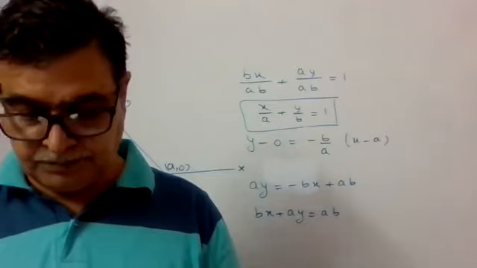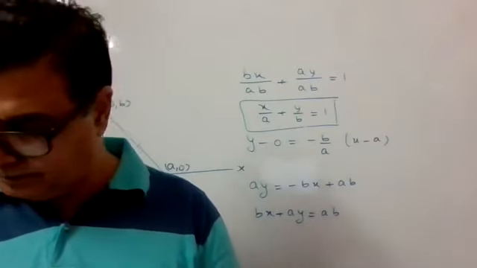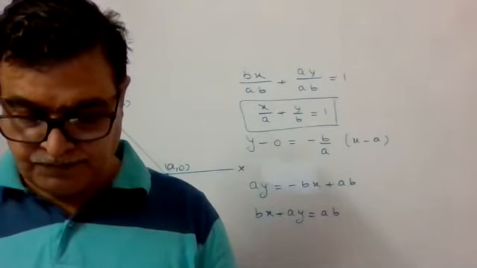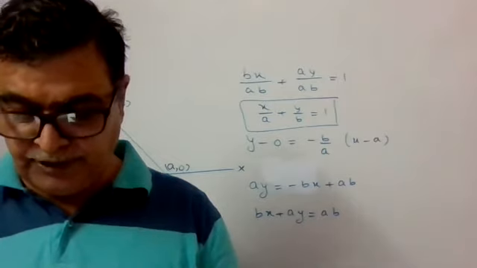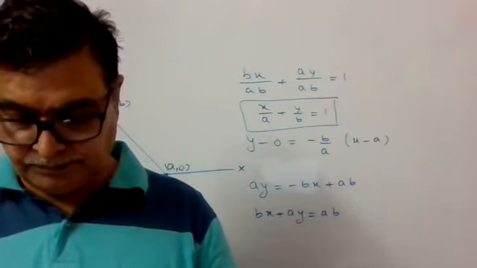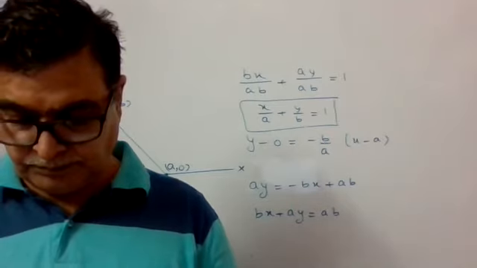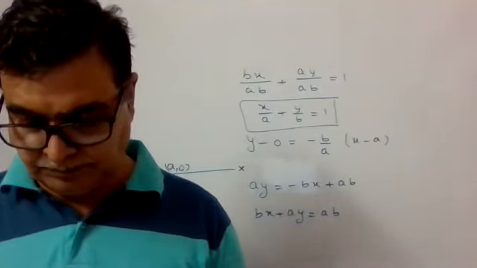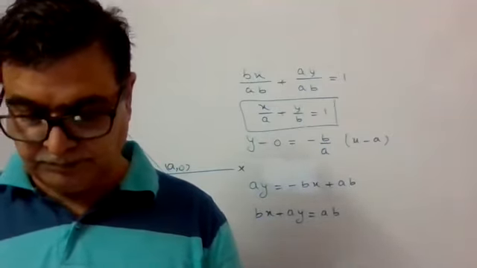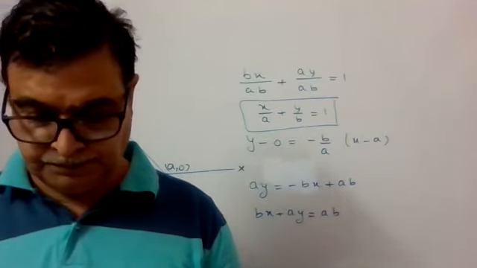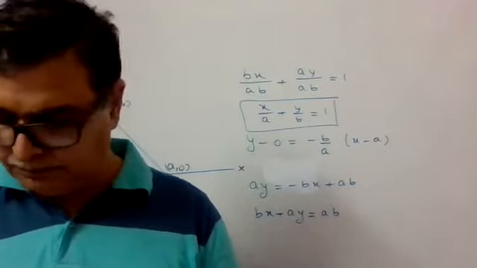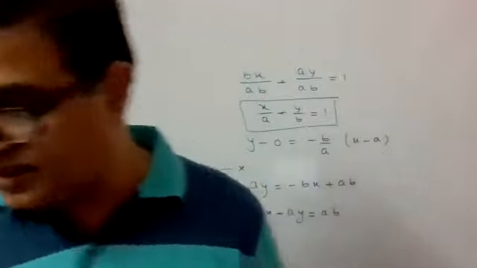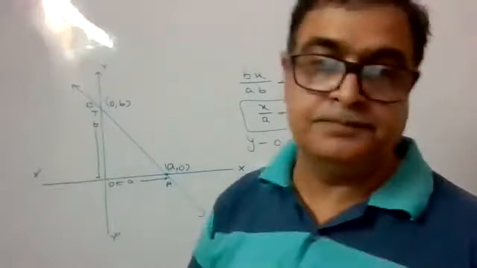Please try. 3x minus 4y is equal to 12. Yes. Simple question, not a difficult one. 3x minus 4y equal to 12. That is the answer we have. Very simple question.